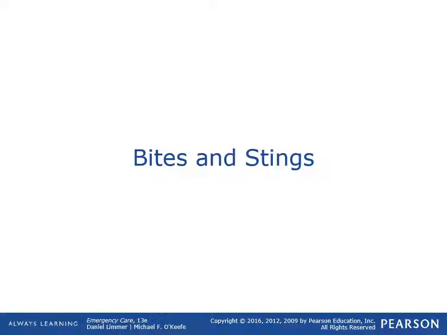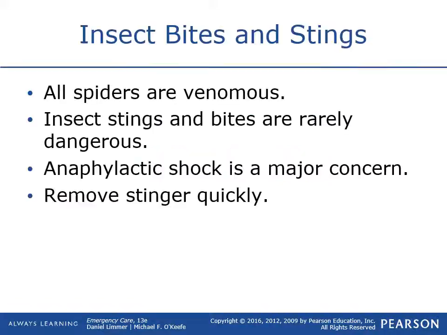I'll talk about some more environmental stuff, bites and stings. So first, insect bites and stings. All spiders are venomous, whether there's actually enough venom to do anything to you or it just causes irritation. Generally, insect stings and bites are rarely dangerous. A lot of places don't really have that many venomous things, such as in our area. You've got the brown recluse spider and the black widow, nothing too crazy. They're kind of rare instances.